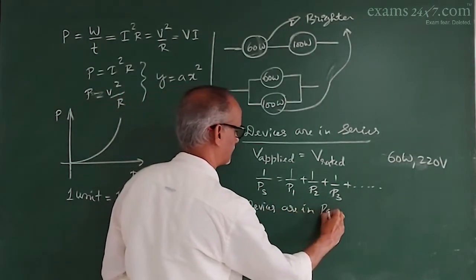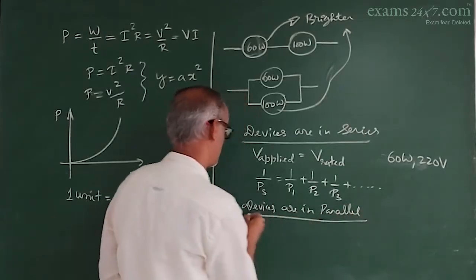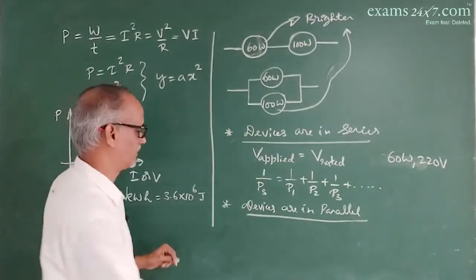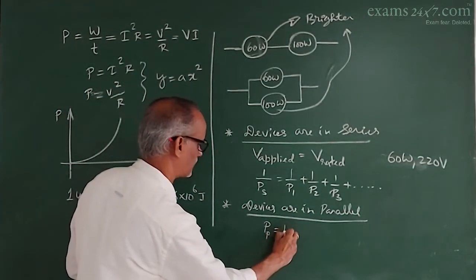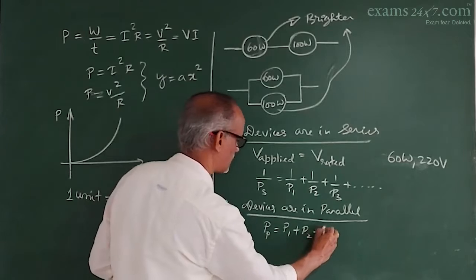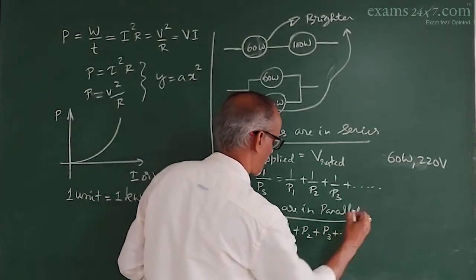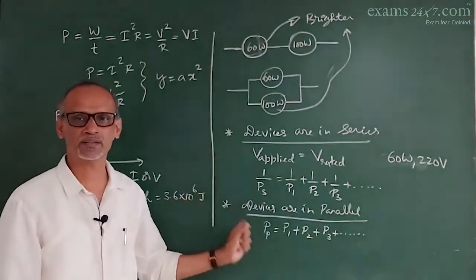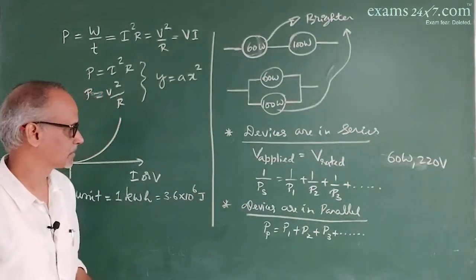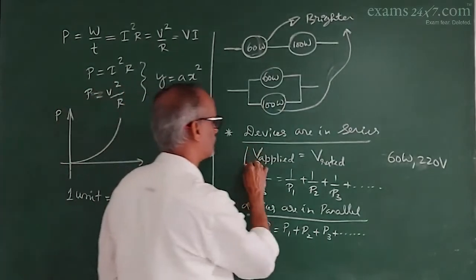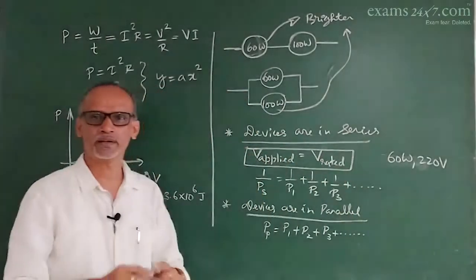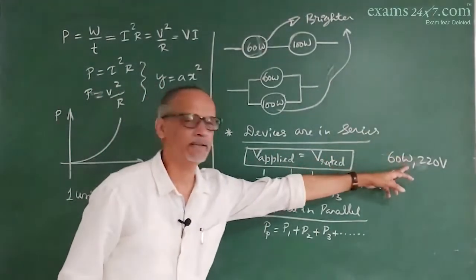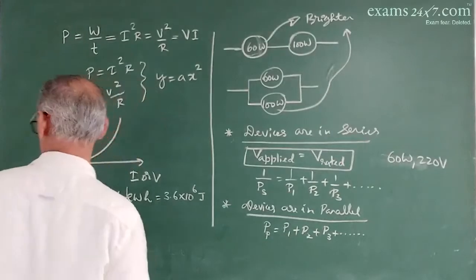Now, when the devices are in parallel, and if the voltage applied is equal to the rated voltage, then the power consumed in the parallel combination is equal to the sum of the power consumed by each device. So this is for series combination, and this is for the parallel combination of the devices, with the important condition that the voltage applied across the devices is equal to the rated voltage of the device.